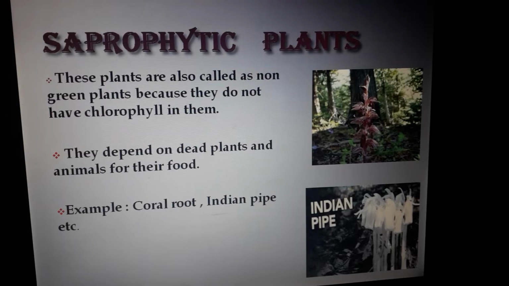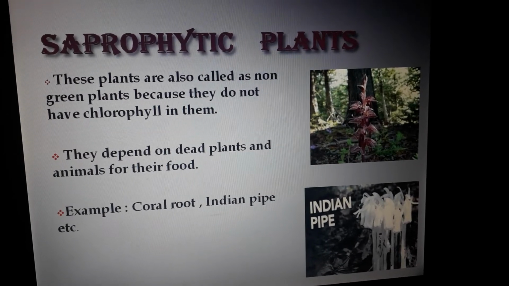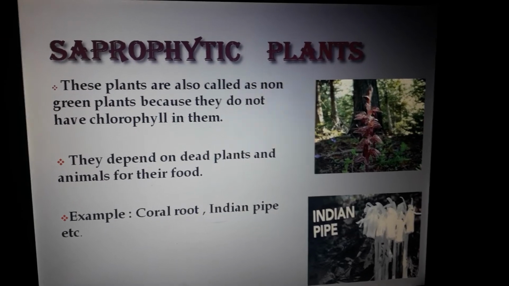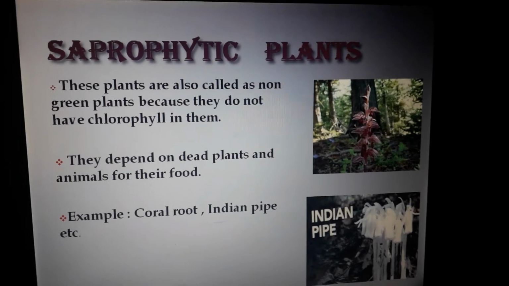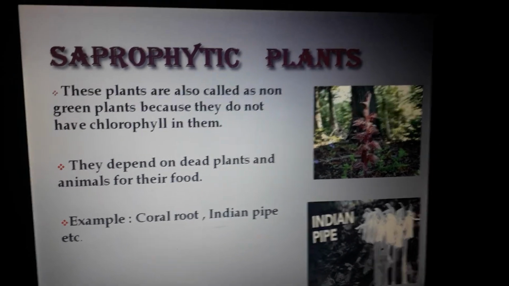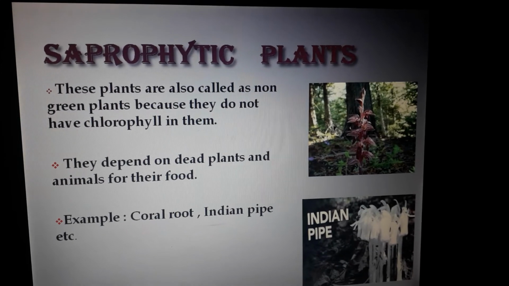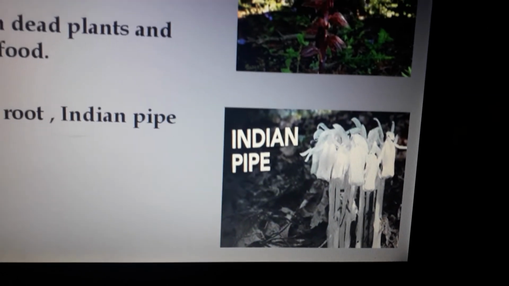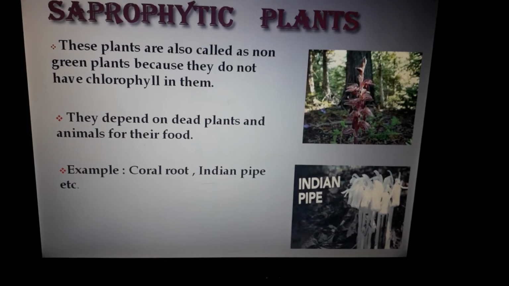These plants are also called non-green plants because they do not have chlorophyll in them, as I told you, and they depend on dead plants and animals for their food. For example, coral root and Indian pipe. You can see in the picture, this is coral root and this is Indian pipe. They prepare their food from dead plants and animals.